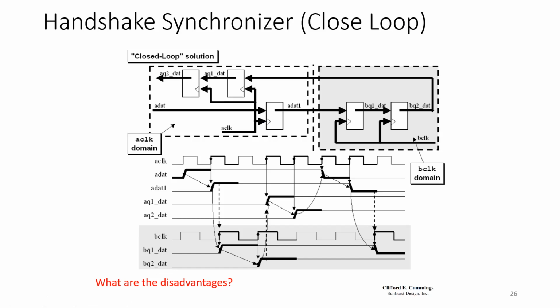Now let's track the system and see what is going to happen. First of all, I have this A data coming in here. And upon the rising edge, A data 1 goes high to follow A data. A data is high, and I have here A clock. So A data 1 is high.